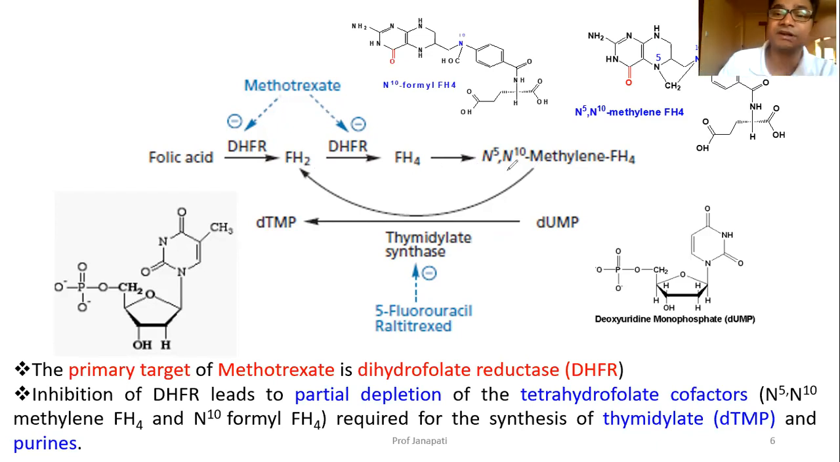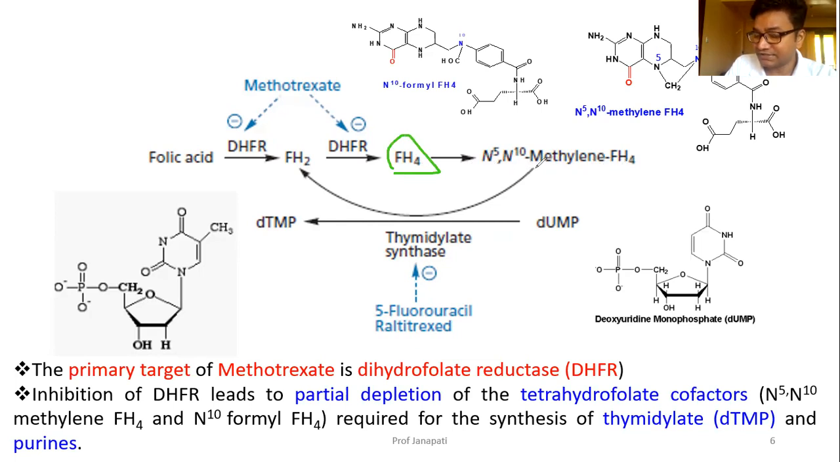Now it is converted to N5N10 methylene FH4 with the help of serine, which we have seen in the last slide. You can remember that humans cannot produce folic acid, so our body will recycle the folic acid which is synthesized. So I told you FH4 is the active molecule. Now this FH4 is converted to N5N10 methylene FH4.